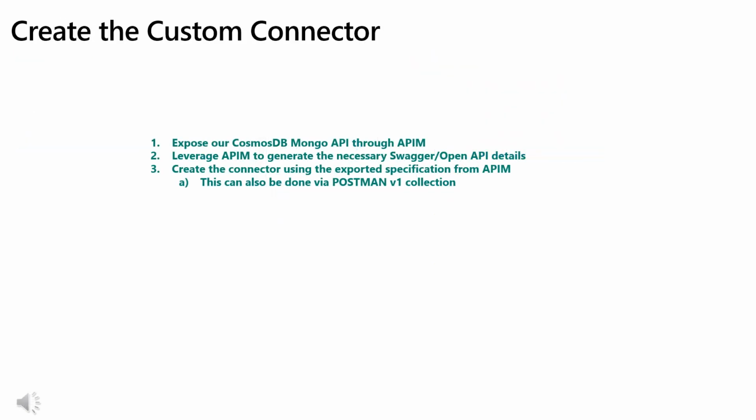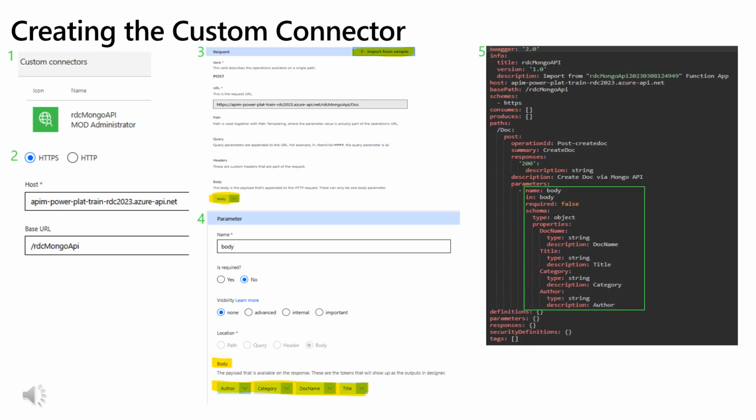So first thing that we need to do is expose our CosmosDB Mongo API through APIM, and then we'll leverage APIM to generate the necessary Swagger and OpenAPI details for us. And from there, we'll create the connector using the exported specification from APIM. This can also be done via Postman v1 collection, but I prefer using APIM because it's much more enterprise ready. Let me walk through the process of setting up and creating the custom connector.